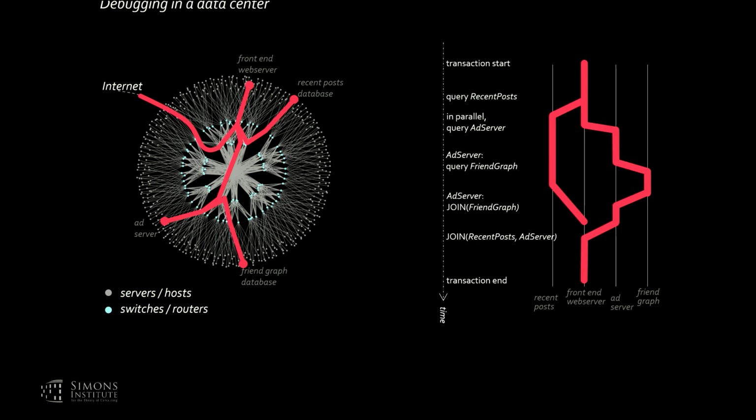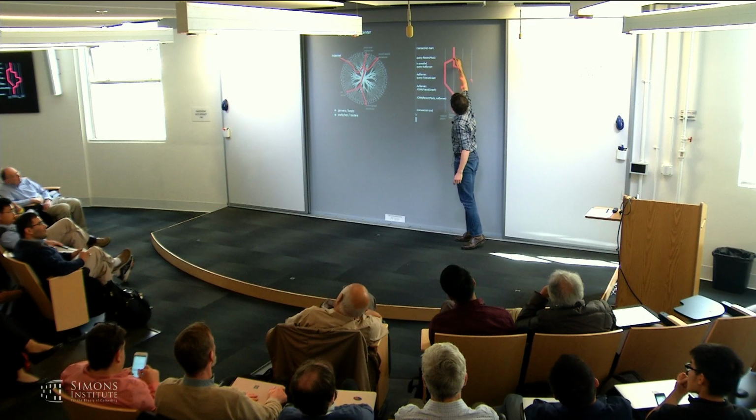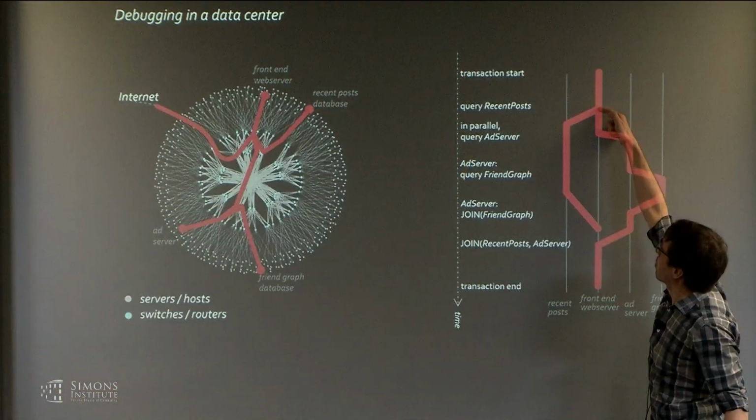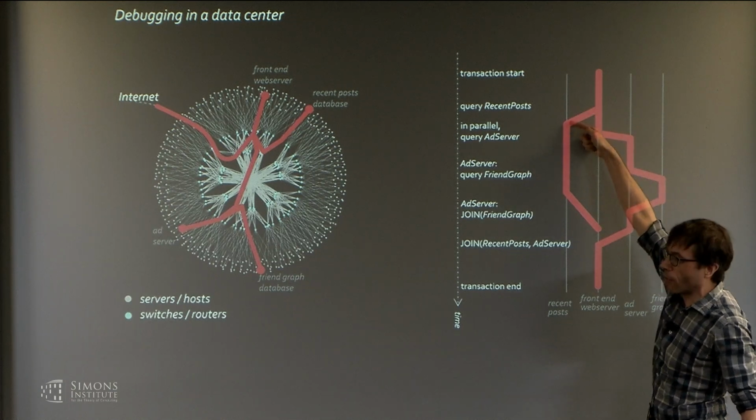Here's a different view of exactly the same thing. I've got time going down. At the top, we see the transaction starting. At a certain point in time, it fires off a subquery to the left-hand line, the recent posts machine. Let me stand over here. Fires off a query to the recent posts. I've drawn that as a slanted line. It takes some time between when I send my request to that machine and when it receives the request.